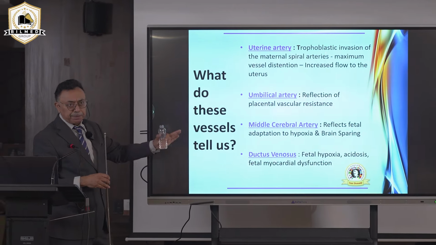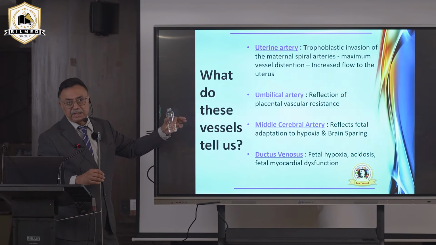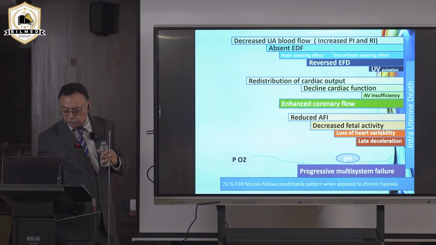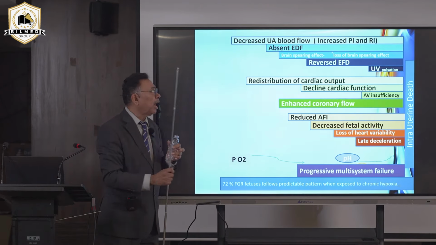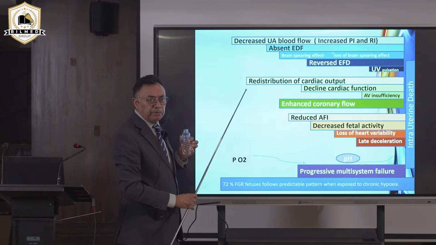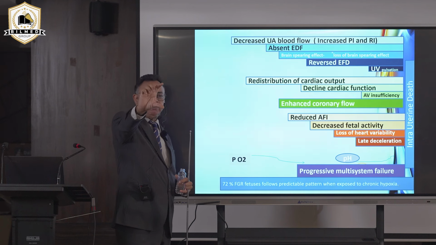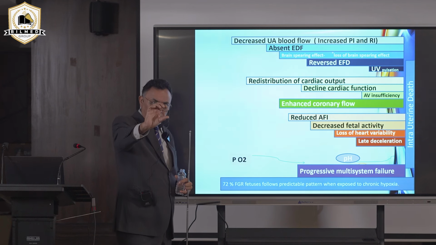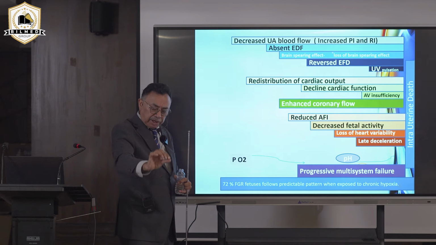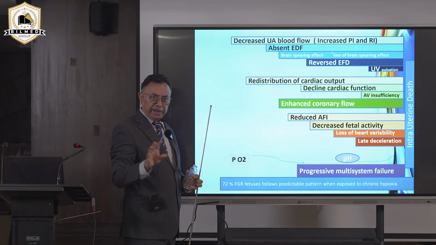So very, very simple. So we have to look at all the vessels. You cannot look at only one vessel and say there is an abnormal fetus. So what happens? The first thing which will happen is the umbilical blood flow will decrease. So umbilical, which was 50% diastole, will come down to 30% or 0 or reverse, depending on that. So increased PI and RI of umbilical.